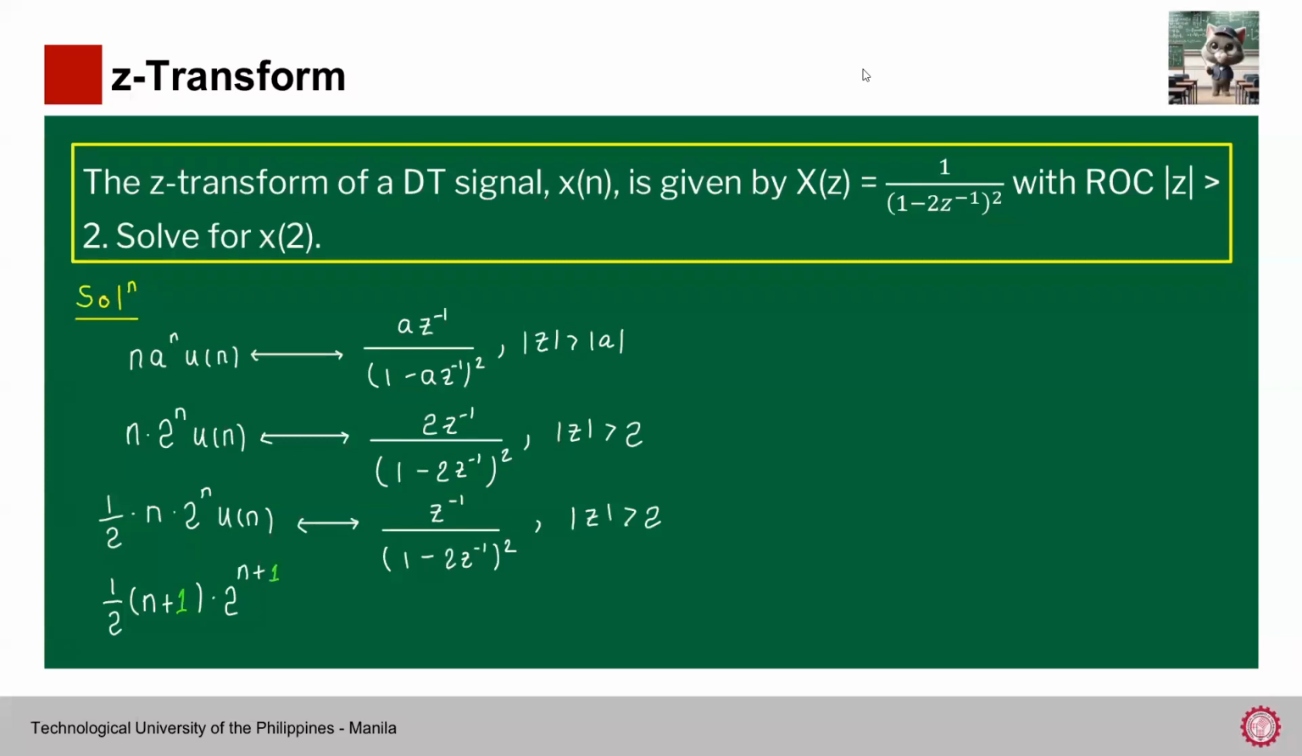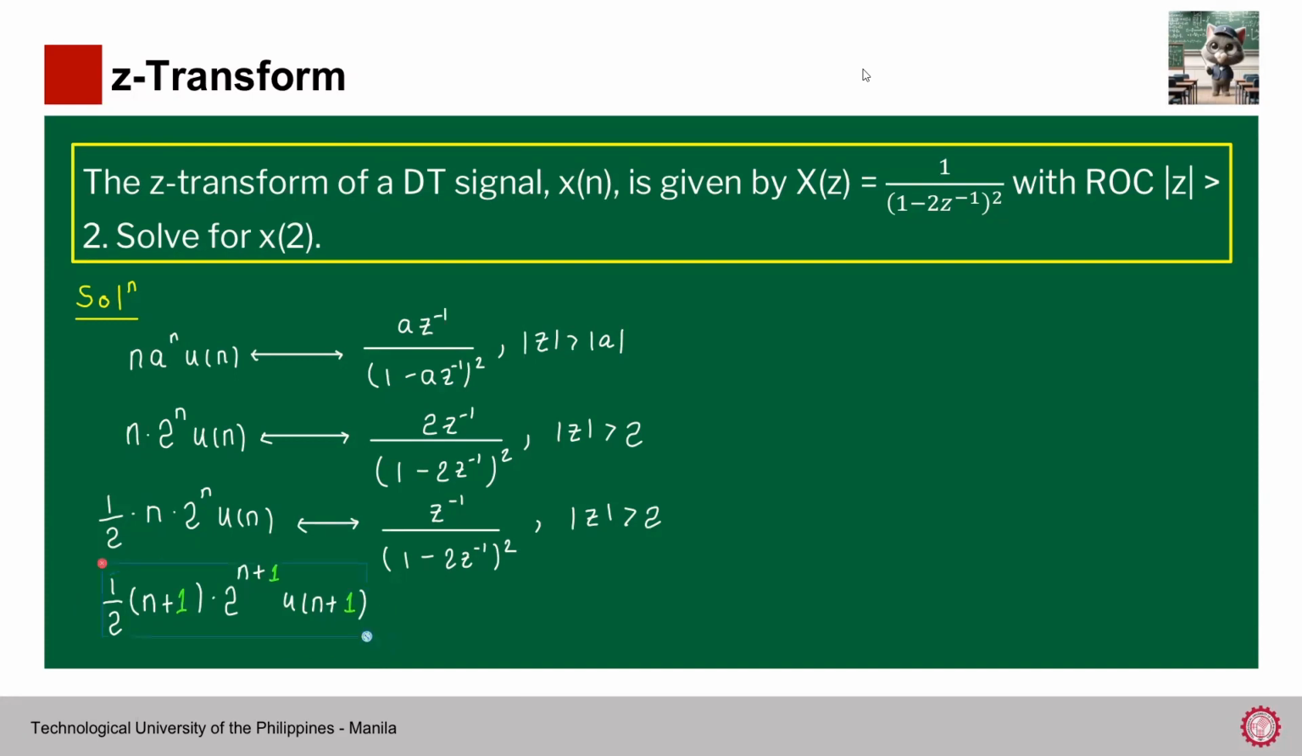Okay. And of course, u of n plus 1. So now guys, since nag plus 1 tayo or nag time shift tayo sa kabilang side, mababago din yung ano, i-apply natin yung time shift property.